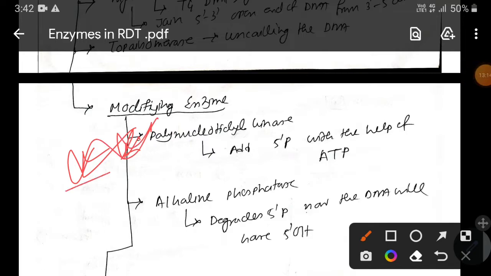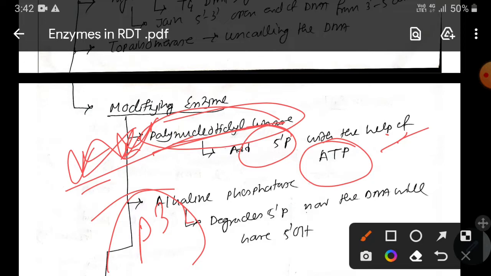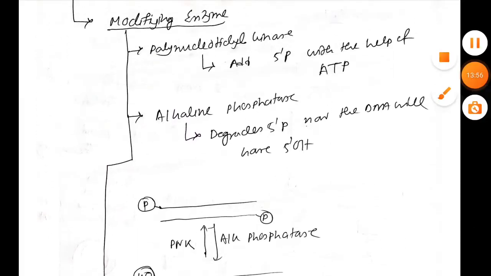If they ask you how you can label a DNA molecule at the 5' end, you need to tell about polynucleotide kinase. At that time you will just mention that I will use polynucleotide kinase in the presence of radioactively labeled ATP. The radioactively labeled ATP means it contains the P32. So the P32 will be simply snatched by polynucleotide kinase, converting the ATP into ADP, which is no longer radioactive, and attach it to the 5' end. That is how I can label the 5' end of the DNA with the help of polynucleotide kinase.